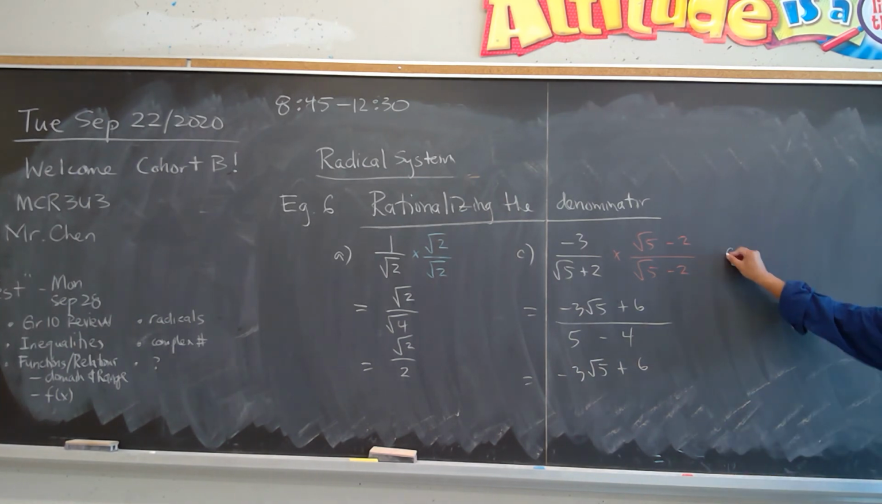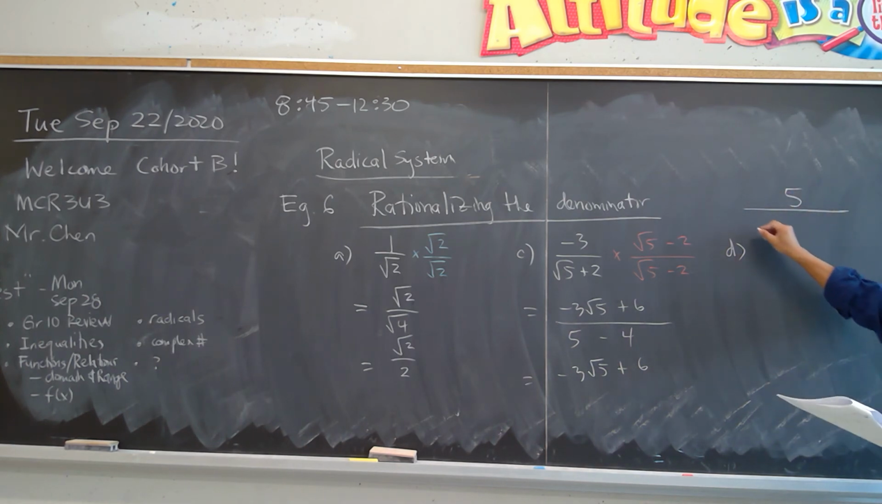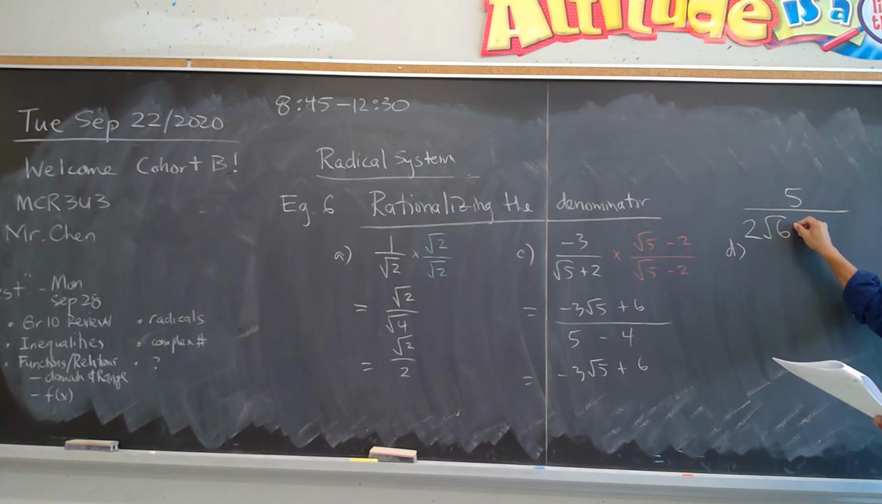This time we're going to need some class participation for this last example, example D. In this case, we have 5 over 2 root 6 minus root 3.